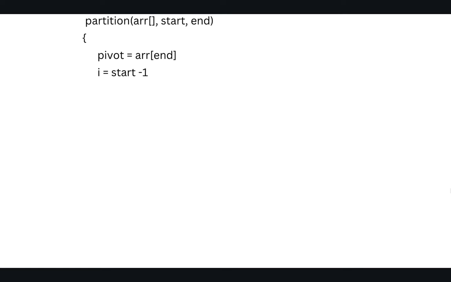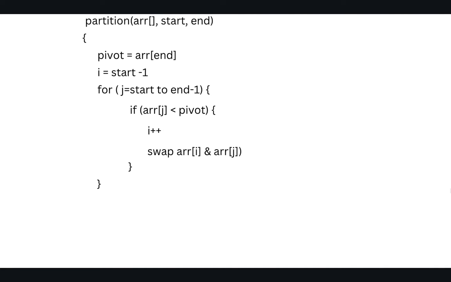We initialize a variable i as start minus 1, and then we loop over the array from start till end minus 1, comparing every element with the pivot element. If the current element is less than the pivot element, then we increment the i counter and swap array[i] and array[j]. With this, the for loop ends. We have iterated the loop once and compared each and every element with the pivot element.